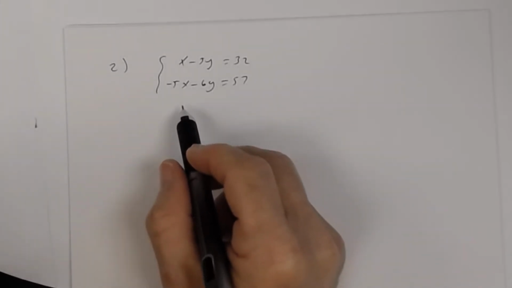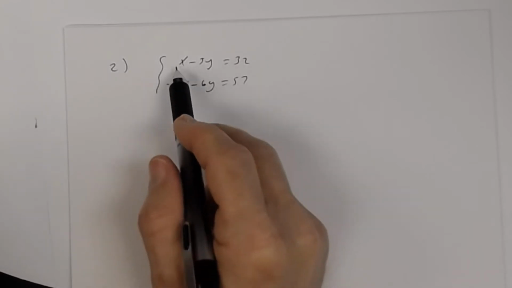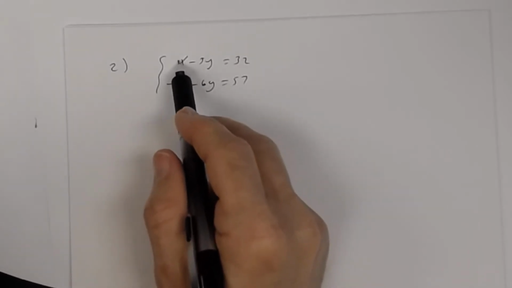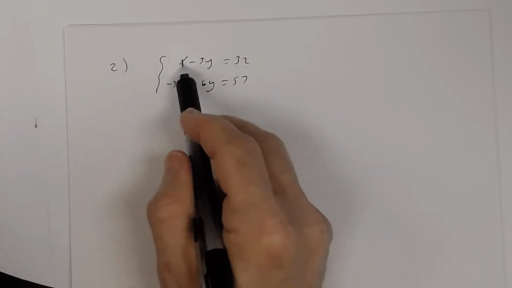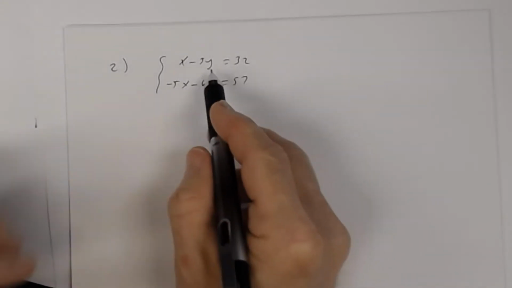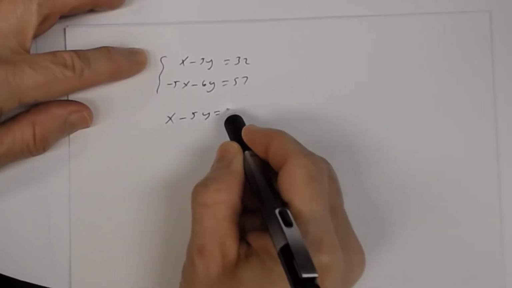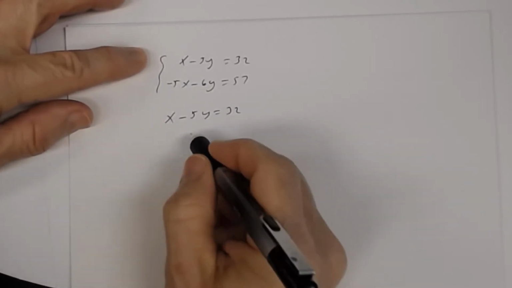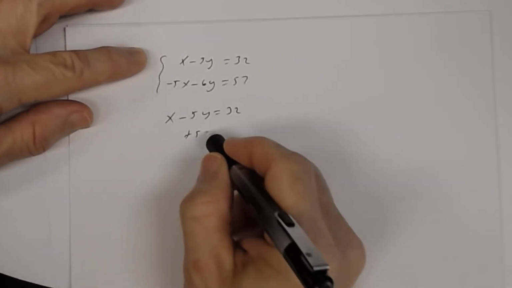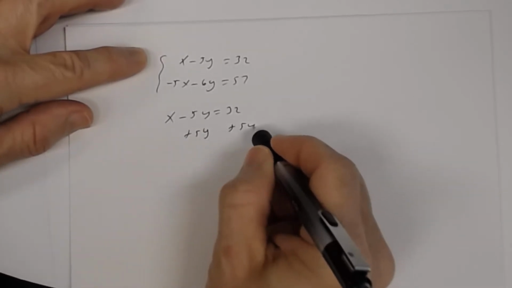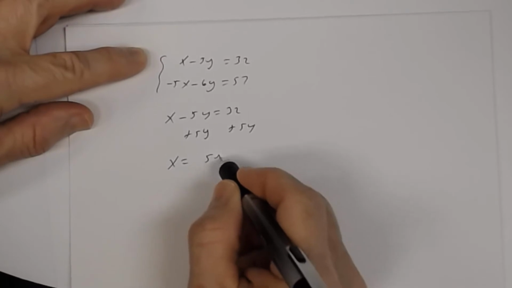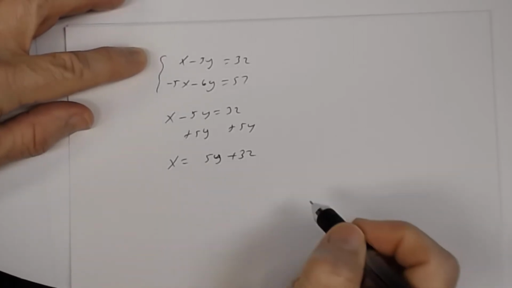Don't deal with that. Go to the first equation, and I want you to notice whenever the coefficient of x or the coefficient of y is 1, that's the one you want to solve for. So we're going to pick this equation here, and we're going to solve for x, excuse me. We're going to add 5y to both sides. So I get x equal 5y plus 32.